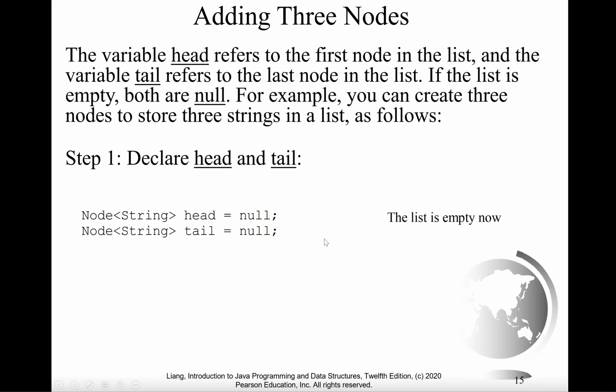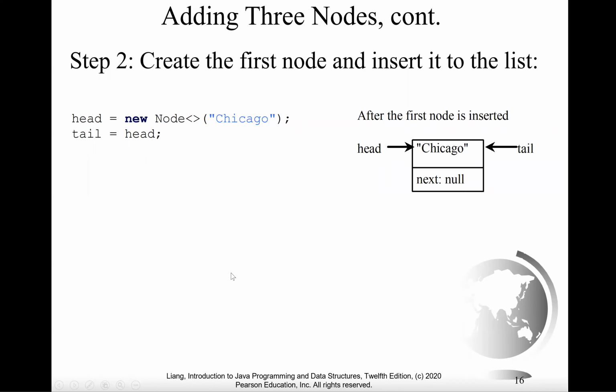Let's add a couple of elements into this linked list. First, we have an empty linked list. Then head and tail are both null. So we're going to add string elements into the linked list. We're going to add now Chicago. So we create a node Chicago, and it's now the head, and now assign head to tail. So this is a one-node linked list.